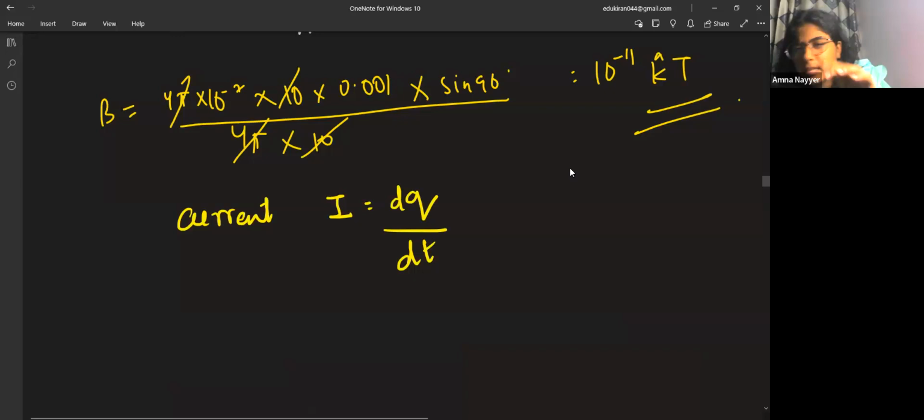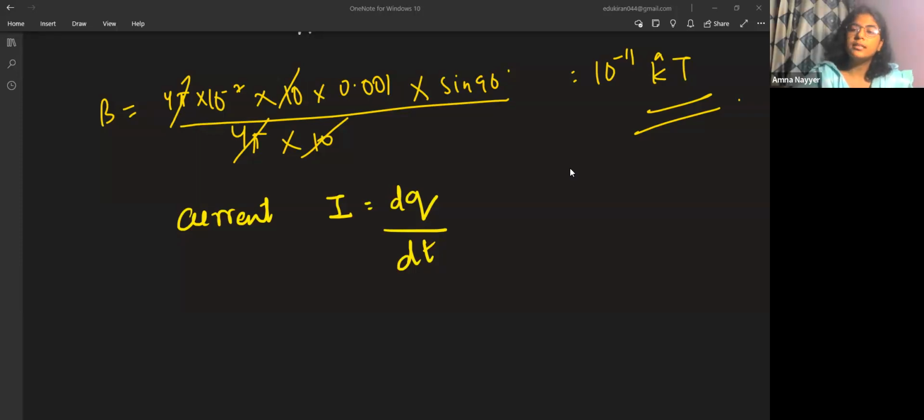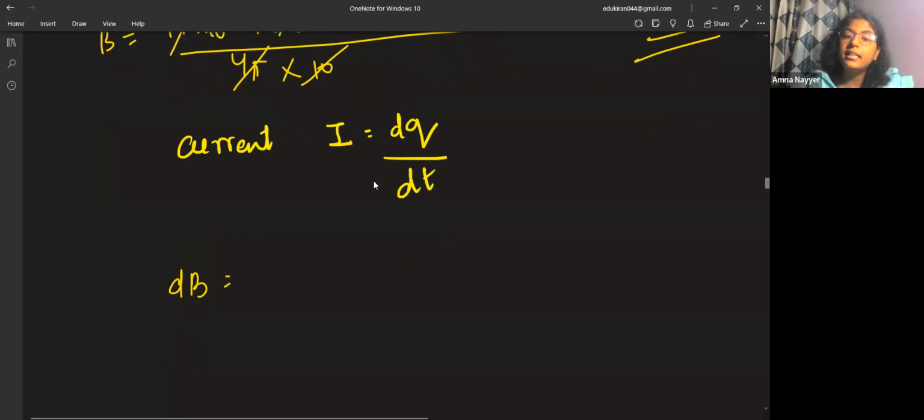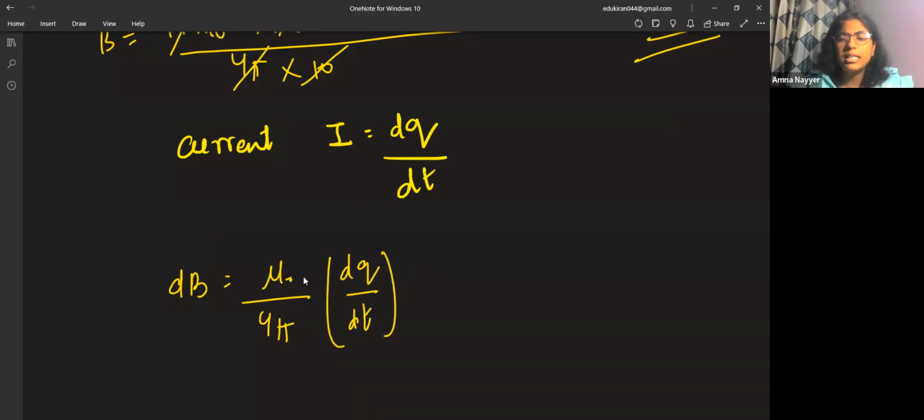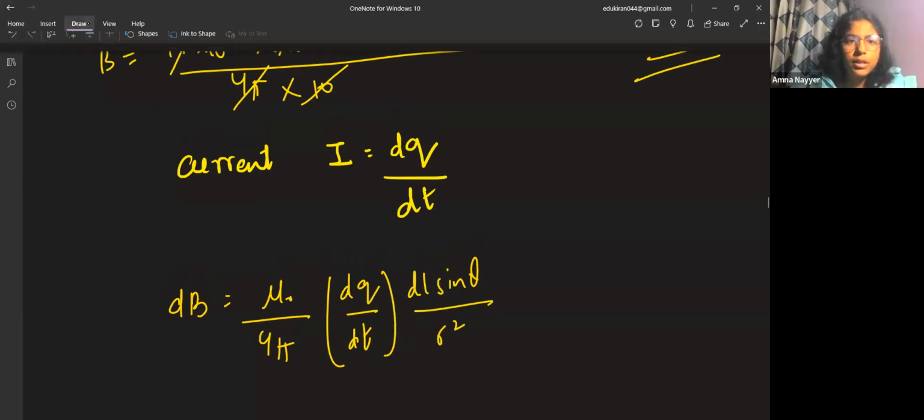Class, just one last thing, then I'll leave you all. If you have current, because one question is there in your NCERT also, and you can encounter this question. If current is dq over dt, that is the rate of change of charge, that is current which you have studied. In dB, if I write, instead of current's value, mu naught by 4 pi, instead of I, dq over dt, what is left? Mu naught by 4 pi I dl sine theta divided by r square. Class, can you notice this quantity?